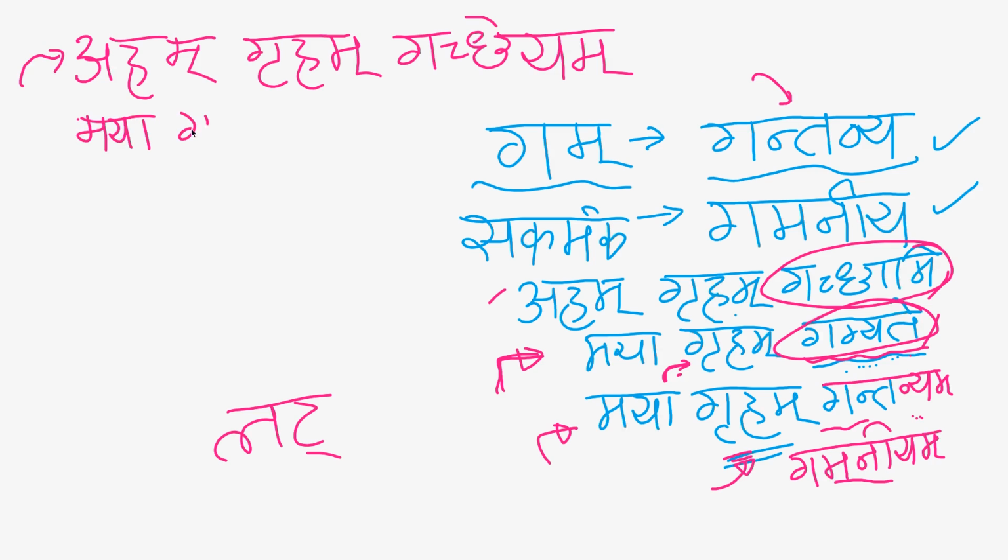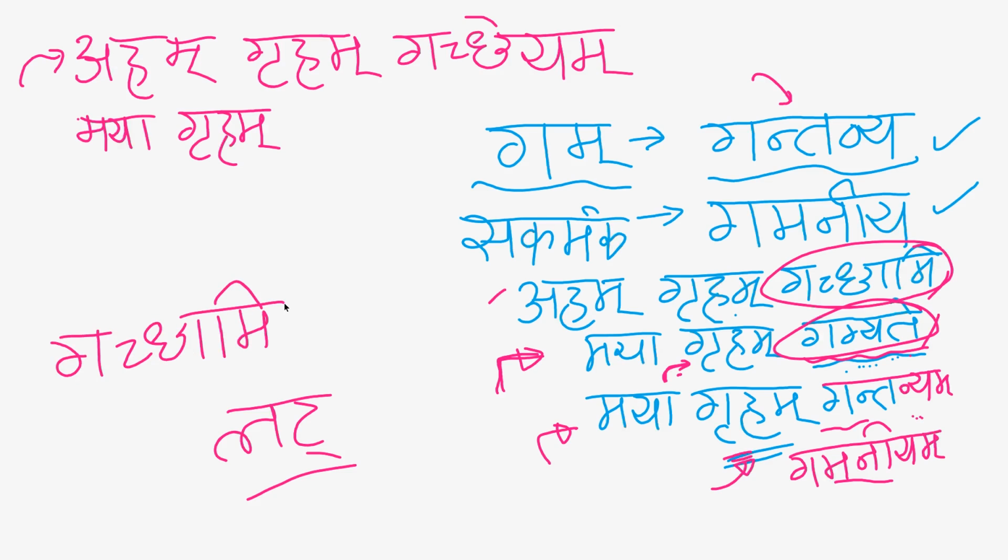That part remains the same: maya graham. And the tinganta form of gaccheyam in karmani vidhiling will be, how is the karmani form of vidhiling, or any karmani form of lat also? Let's say gacchami changed to karmani. We already saw that: gamyate. How did you convert gacchami to gamyate?